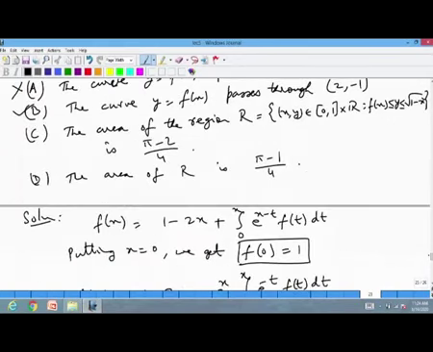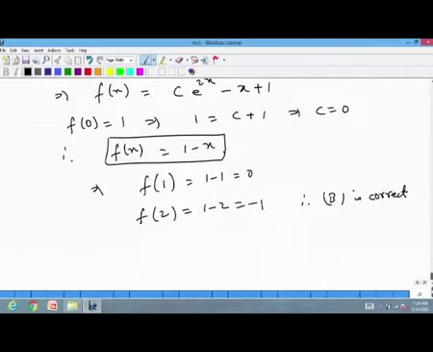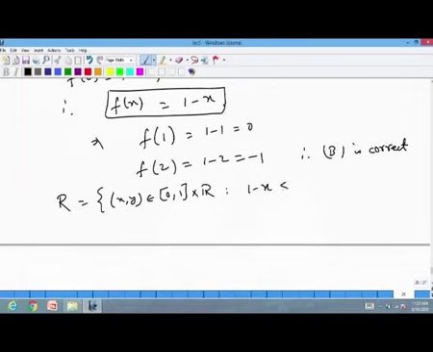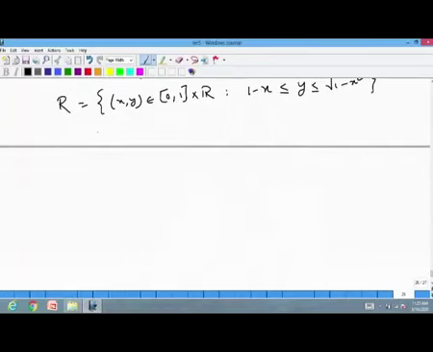Options C and D are asking to find the area of this region. So, the region is y between f x and square root of 1 minus x square. So, this region R is x y belonging to 0 1 cross R, such that f x, which is 1 minus x, is less than or equal to y, which is less than or equal to square root of 1 minus x square. We need to find what is the area of R.